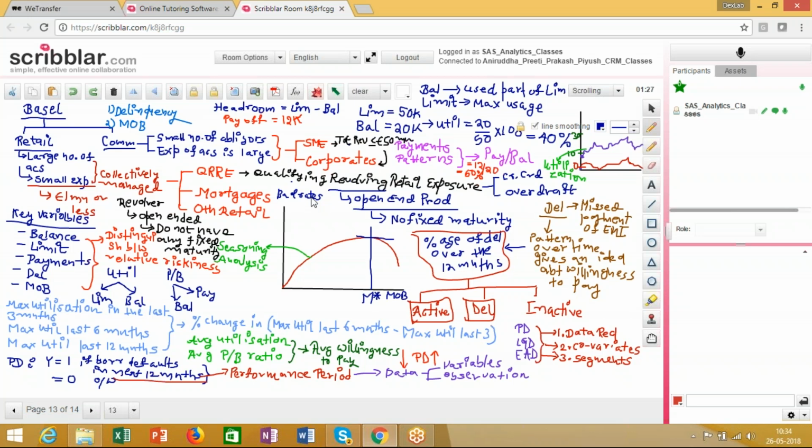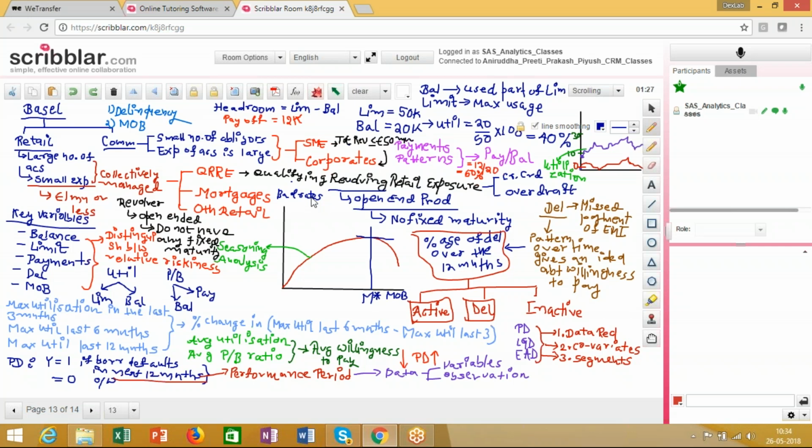Right? The next part is the mortgages. So mortgages talk about home loans essentially, right? And other retail comprises of products like personal loans, auto loans, it talks about other products. So the retail portfolio is divided into these three groups. QRRE comprises of open-ended revolving products like credit cards.